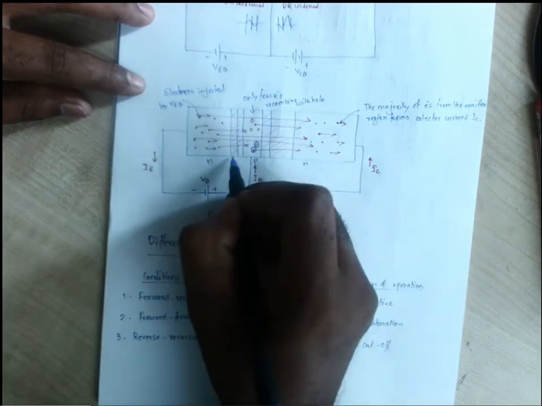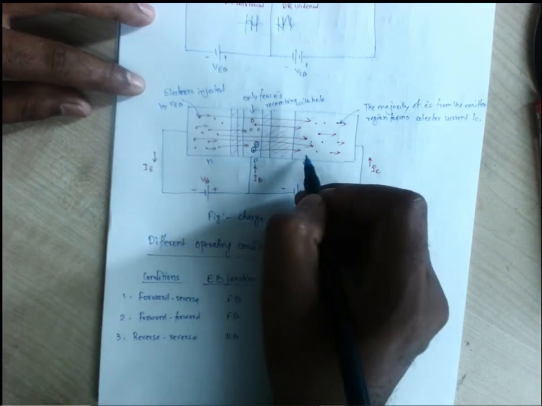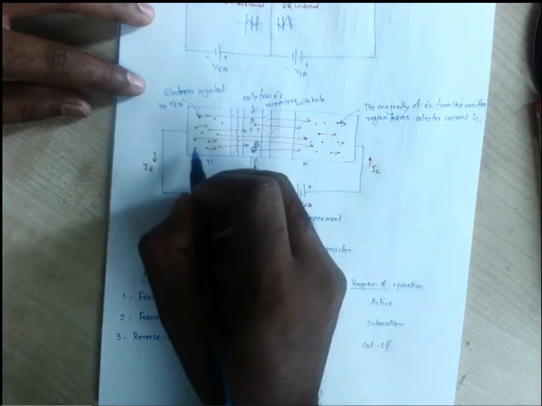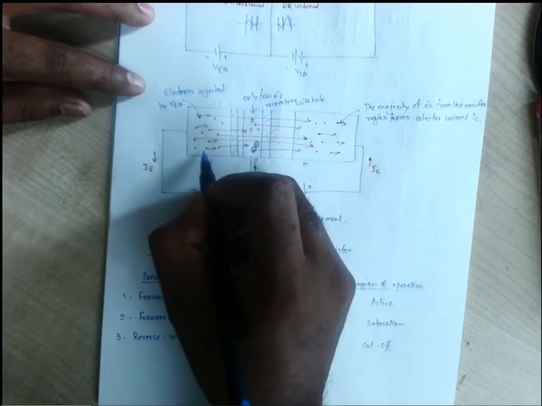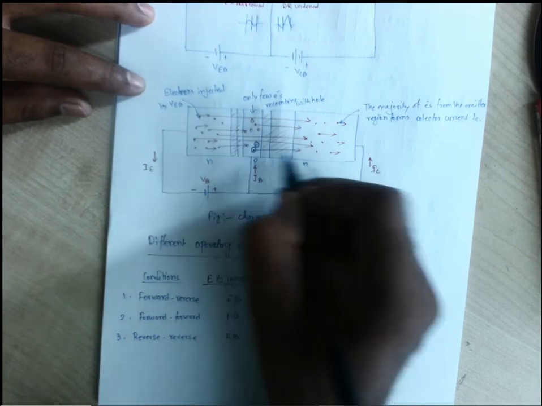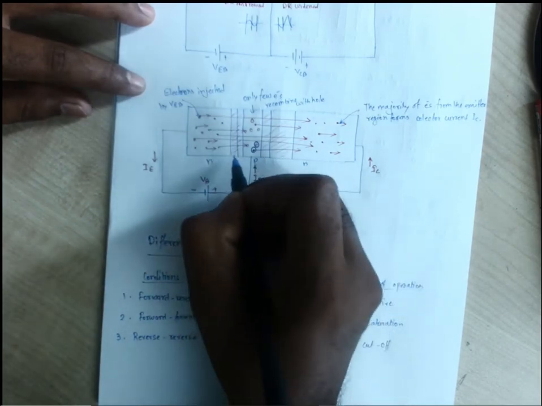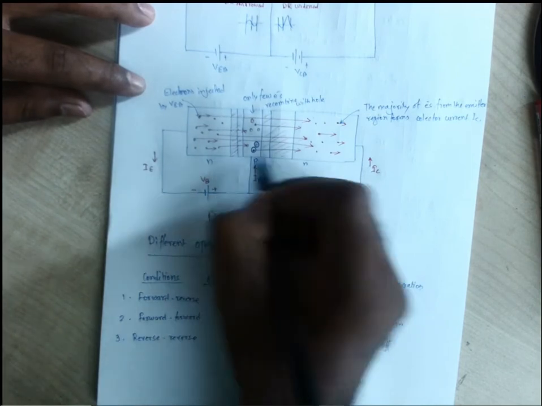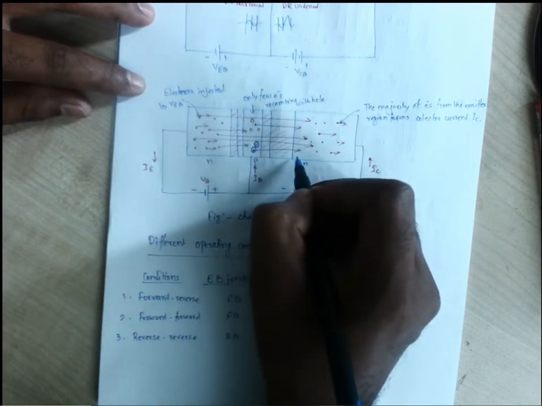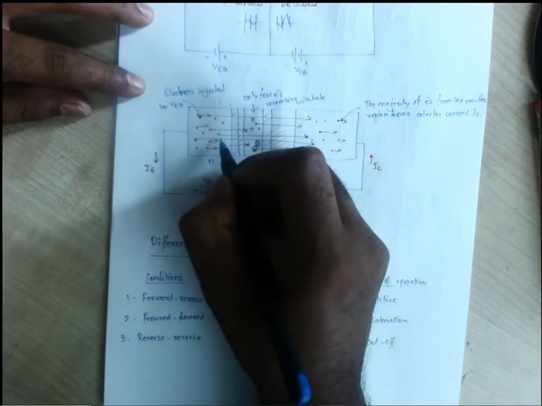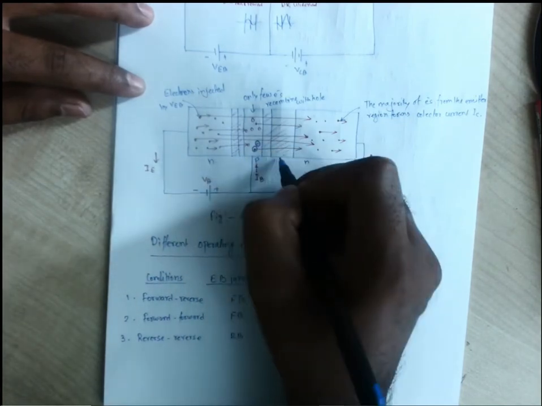So the input side of the transistor is a low resistance region. The output side is a high resistance region. So we can say that in a transistor, current flows from a low resistance region to a high resistance region, because the charge carriers first encounter forward bias, and next they encounter reverse bias.